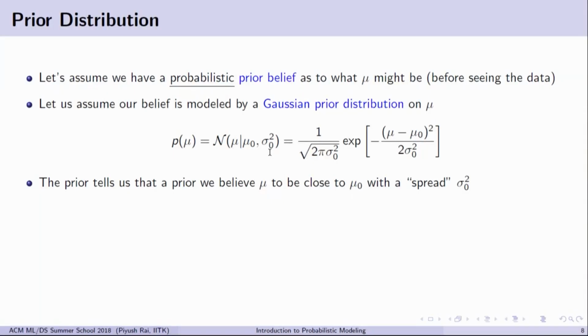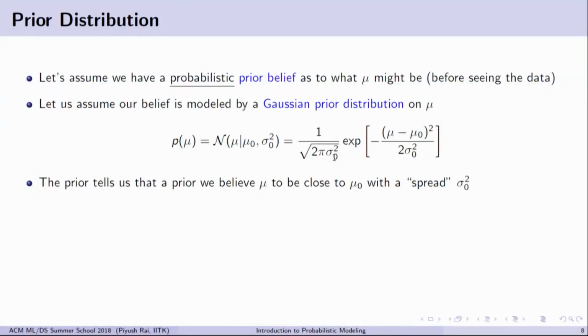What this prior is telling us is that we believe mu is close to mu 0, the mean of this Gaussian distribution, and it has some spread or uncertainty around that mean. The spread is captured by the quantity sigma 0 squared. So this is a probabilistic way of specifying what the parameter looks like. In the previous case, we simply said that mu is close to mu 0, but now we are saying that we have a prior distribution over mu. We have not yet seen the data. We are just saying that mu lies under this Gaussian distribution that has mean mu 0 and variance sigma 0 squared.